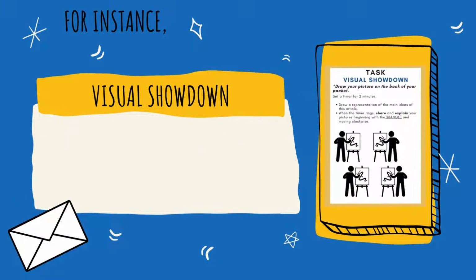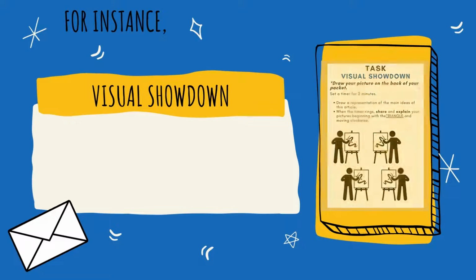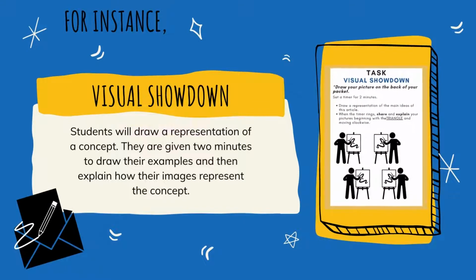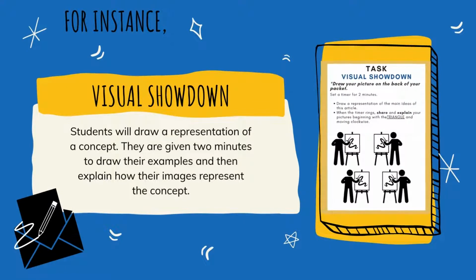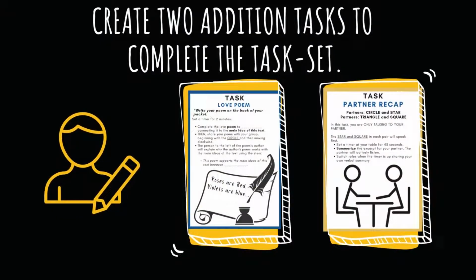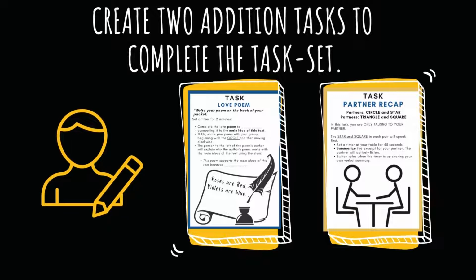Another task could be a visual showdown. In this task, students are asked to draw a representation of a concept. In this case, they could draw a unicellular organism and a multicellular organism based on the article they just read. Students will be given 2 minutes to draw their examples and then share and explain how their pictures represent these types of organisms. The teacher would then need to create 2 additional tasks to complete the setup of this strategy.